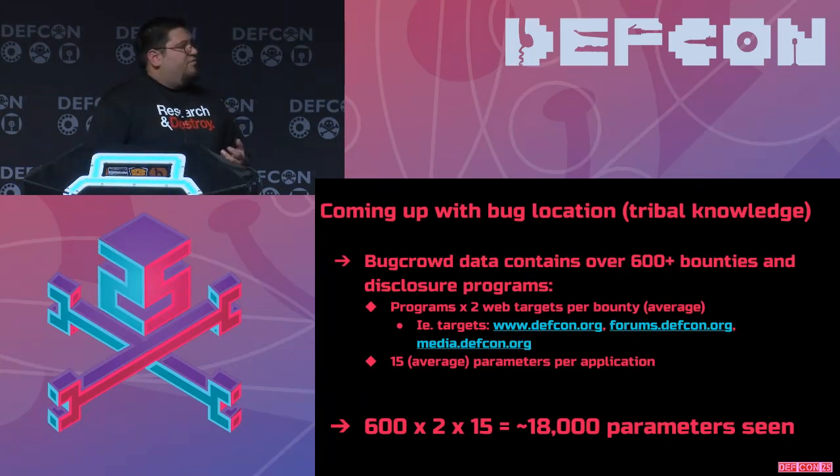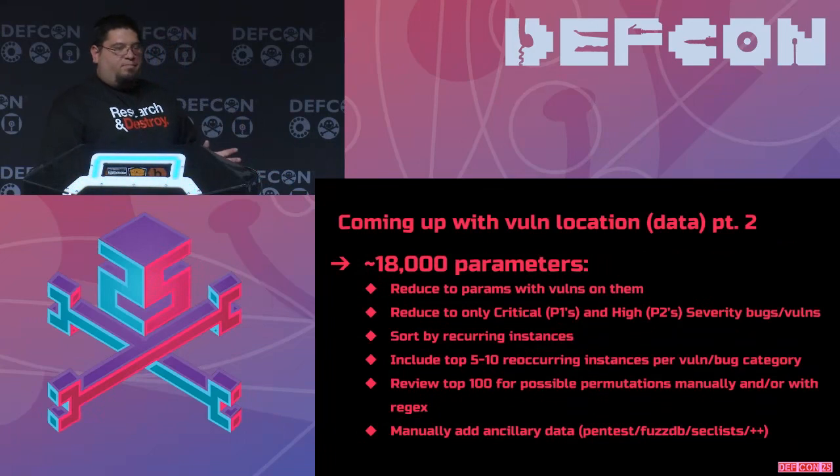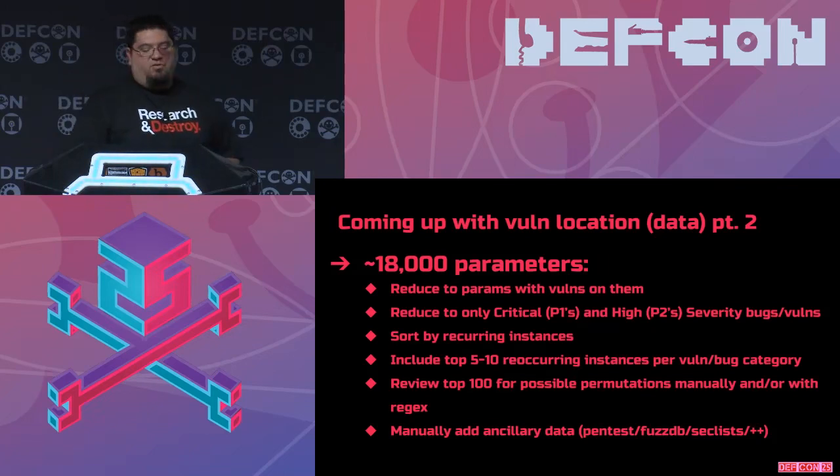And then we averaged about 15 dynamic parameters, unique dynamic parameters per application. So about 18,000 parameters seen over the data set that we were looking at. What we did with the 18,000 parameters is we reduced them to parameters with vulns on them, which was mostly all of them, but then we reduced it again to things that had P1 and P2 vulnerabilities on them, which are high and critical level vulnerabilities. These are things that let you read the file system, they let you execute arbitrary code, or they are a configuration vulnerability that allows you to see credit cards of other people. These are those type of bugs.